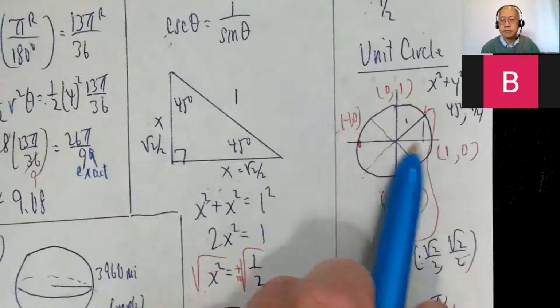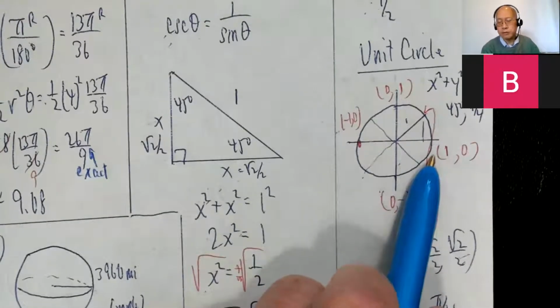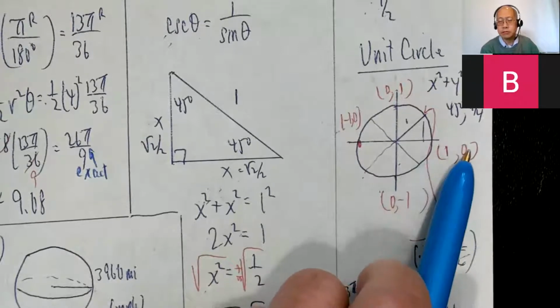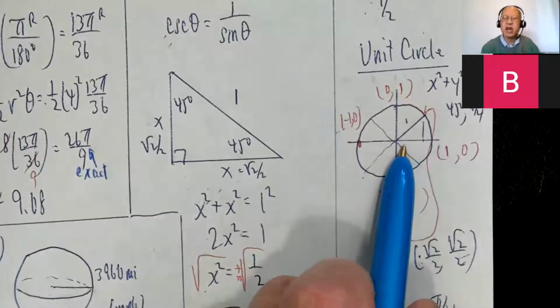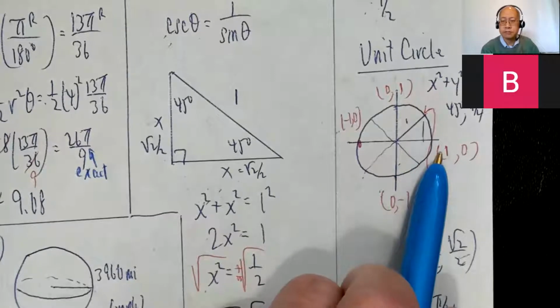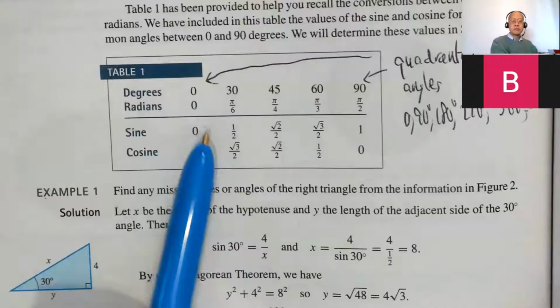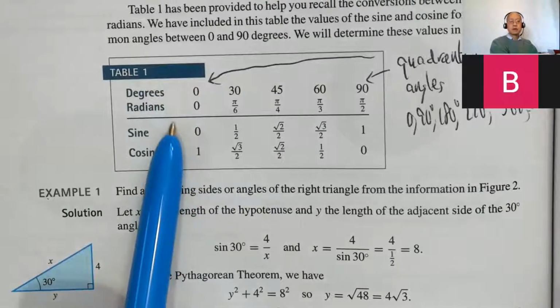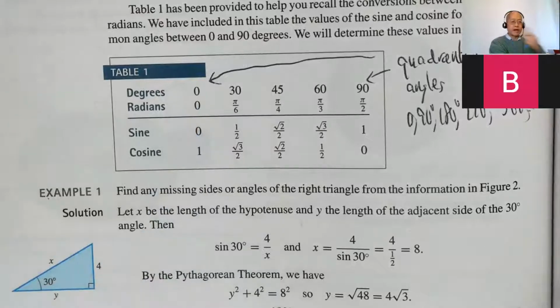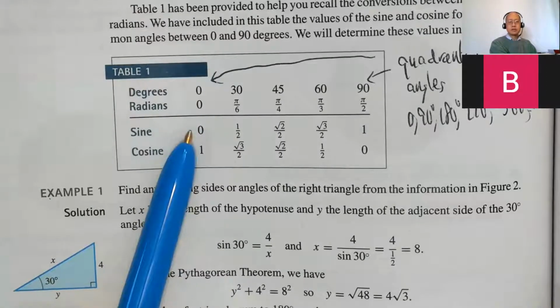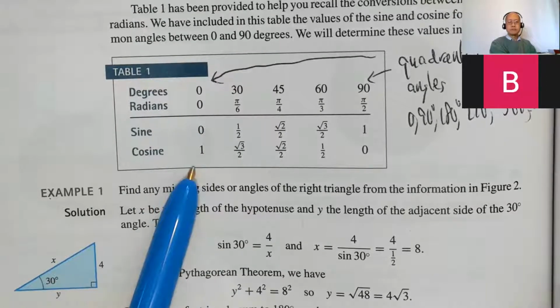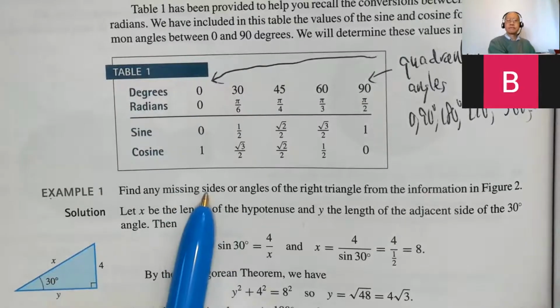Well, what's the x coordinate? 1. Y coordinate? 0. So the cosine of 0 is 1. Sine of 0 is 0. Zero degrees, which is the same as 0 radians. Sine is 0, cosine of 0 is 1. Just the x and y coordinate.